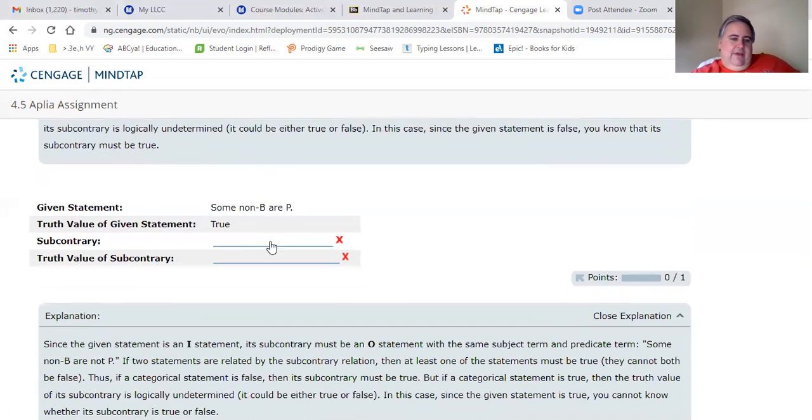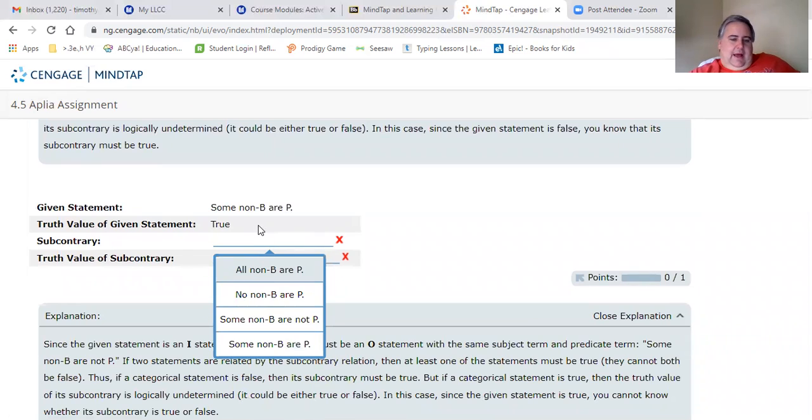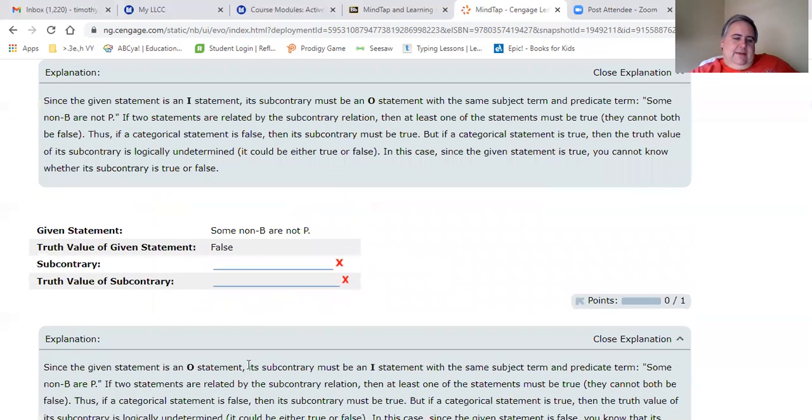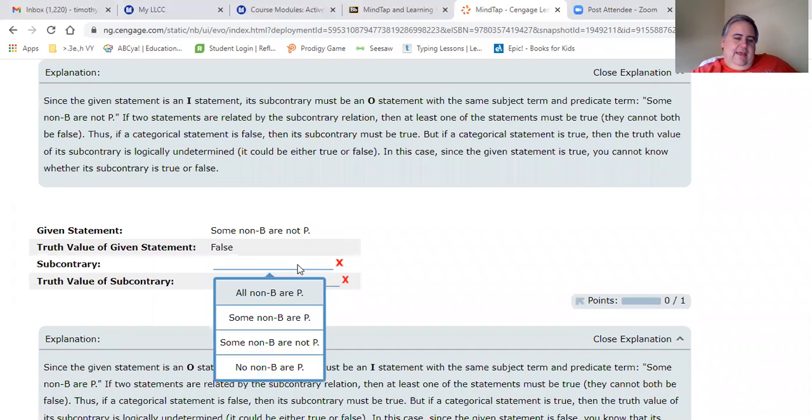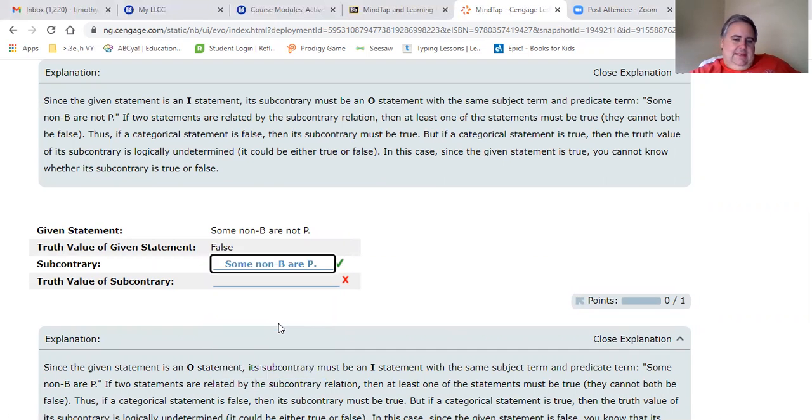And if you have, once again, an I statement, some non-B are P, you're going to look at the some non-B are not P. And if you have a some non-B are not P, you're going to look back at the I statement, which is some non-B are P. You take out the word not.